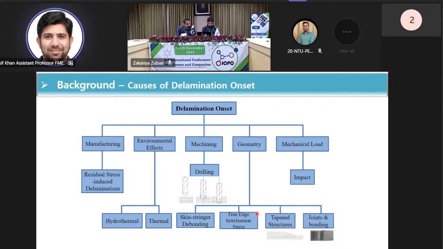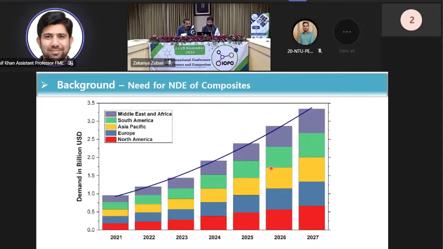And obviously in service, during operation, loads, more specifically low velocity impact and high velocity impact, can also result in delamination in laminated composites. Because, as I mentioned in the beginning of this presentation, laminated composites are very important in so many areas of application, and they are also vulnerable to various types of defects. So their non-destructive evaluation and testing is also very important.